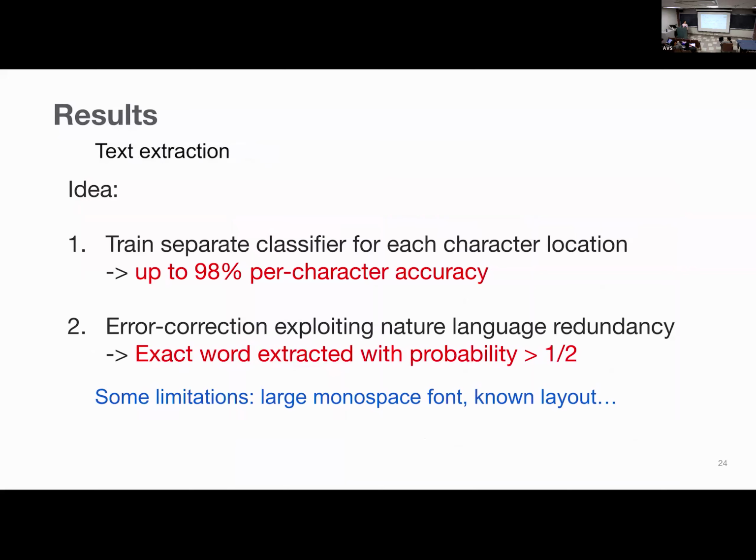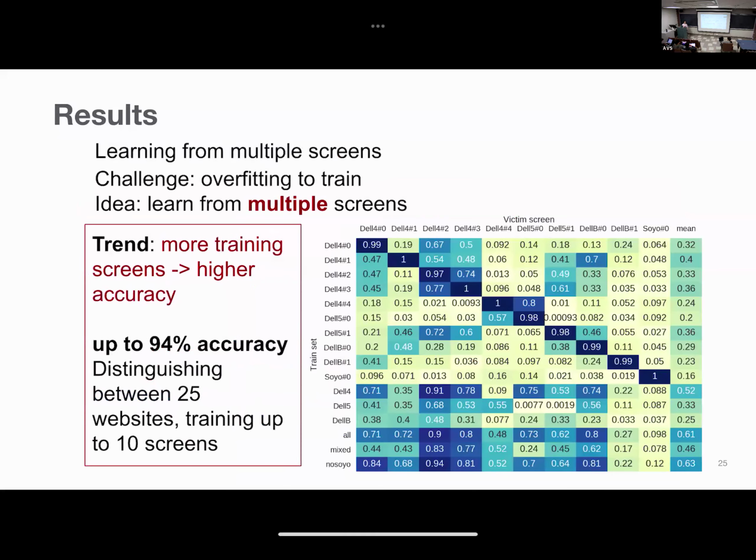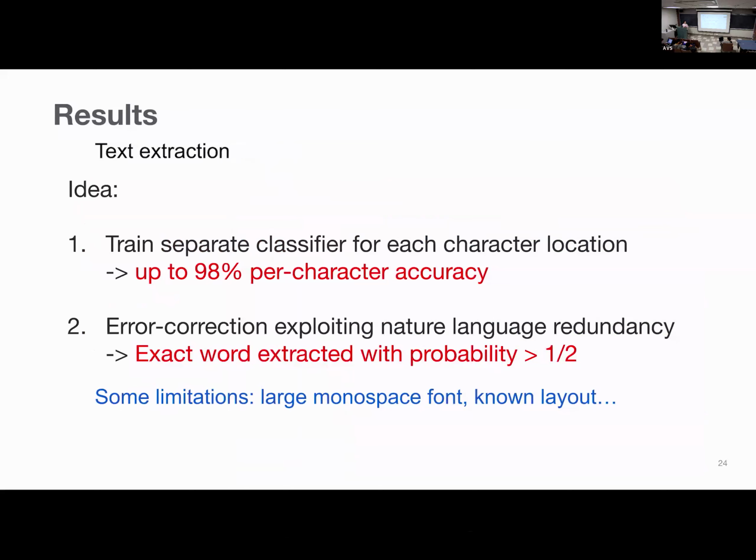But there are some limitations, like they use a large-spaced font or no layout. Which application did you open the text in? Is it like Notepad or Microsoft Word? Where did they type? I think it's just the Ubuntu text pad. Oh, okay. Yeah. Okay.